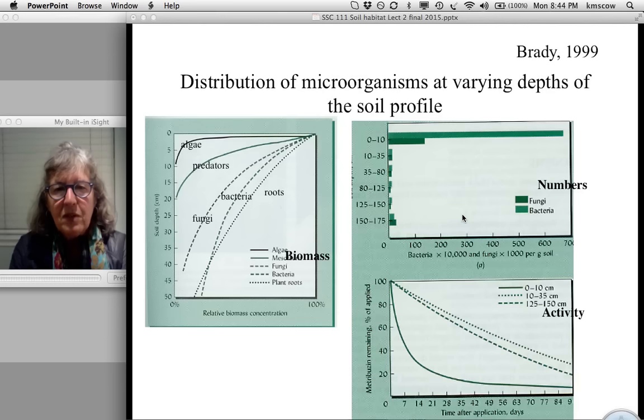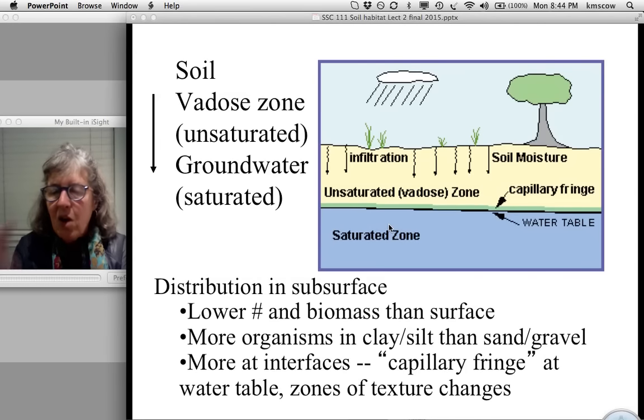But in the previous picture, what I do want to say is even though the numbers drop off, there are still organisms present, and those organisms stay present all the way down throughout the vadose zone, through the groundwater. 4 miles deep, they've found organisms in deep subsurface zones, but definitely much lower numbers in biomass and activity than in the surface. You tend to find more organisms associated with clay and silt, not a big surprise, and more at these interfaces, at the capillary fringe zone or where the texture may change in the soil.